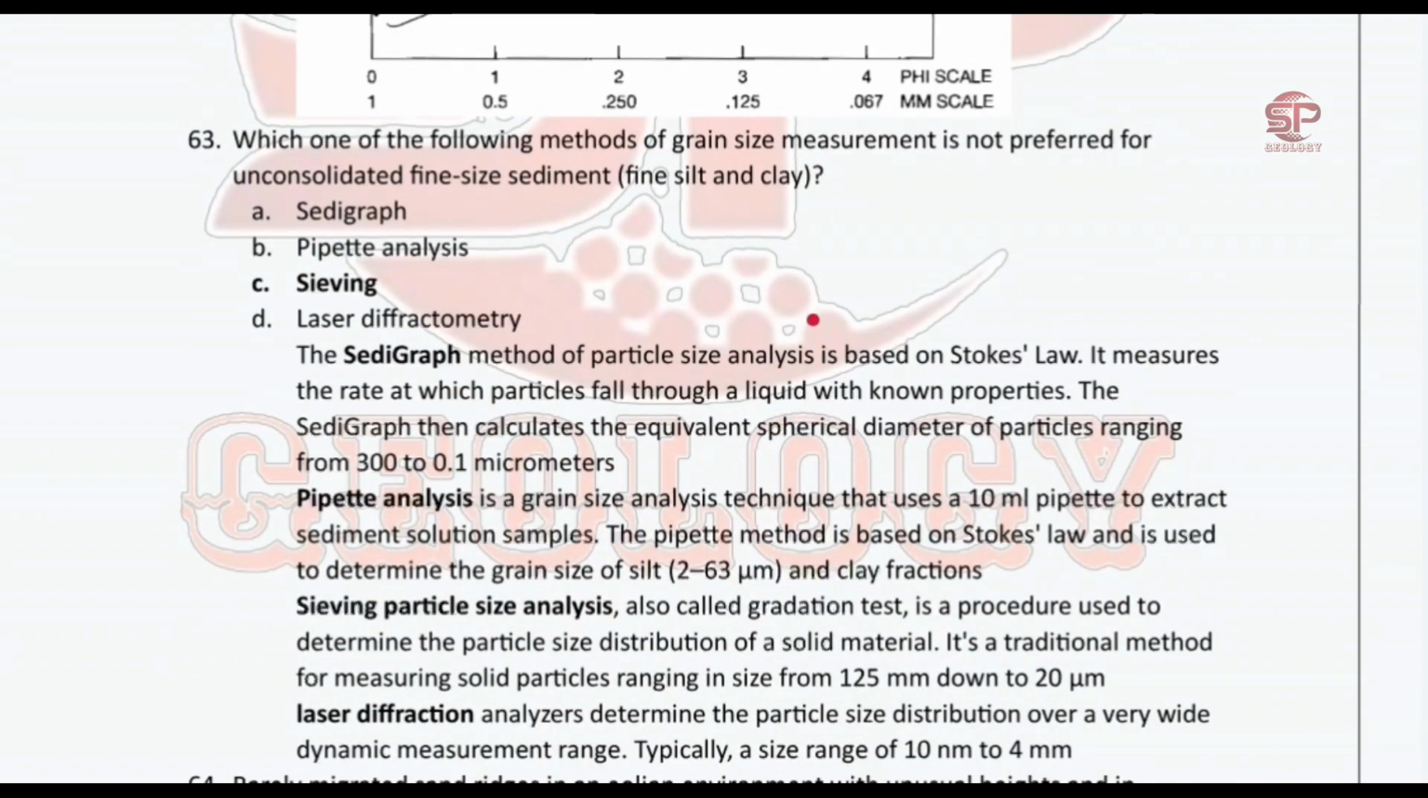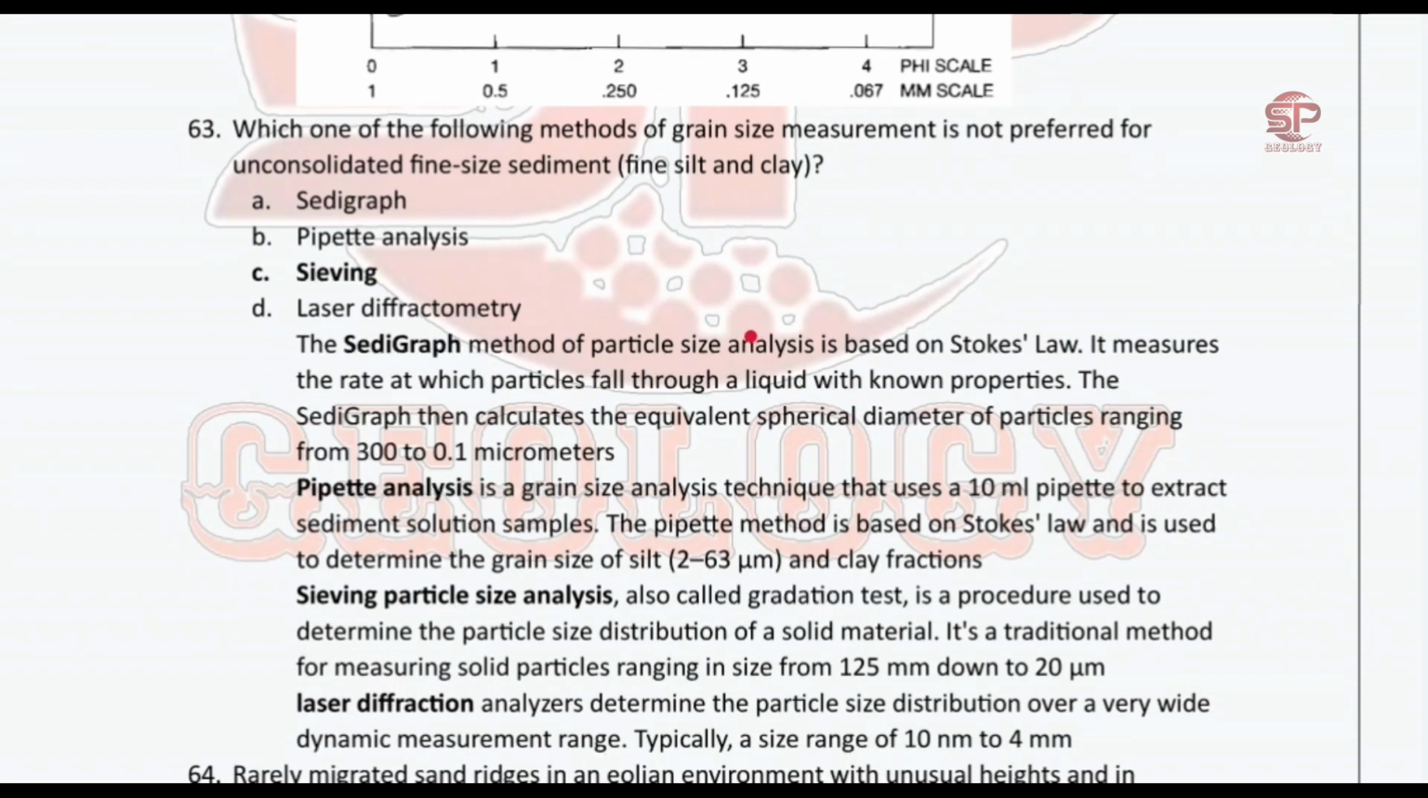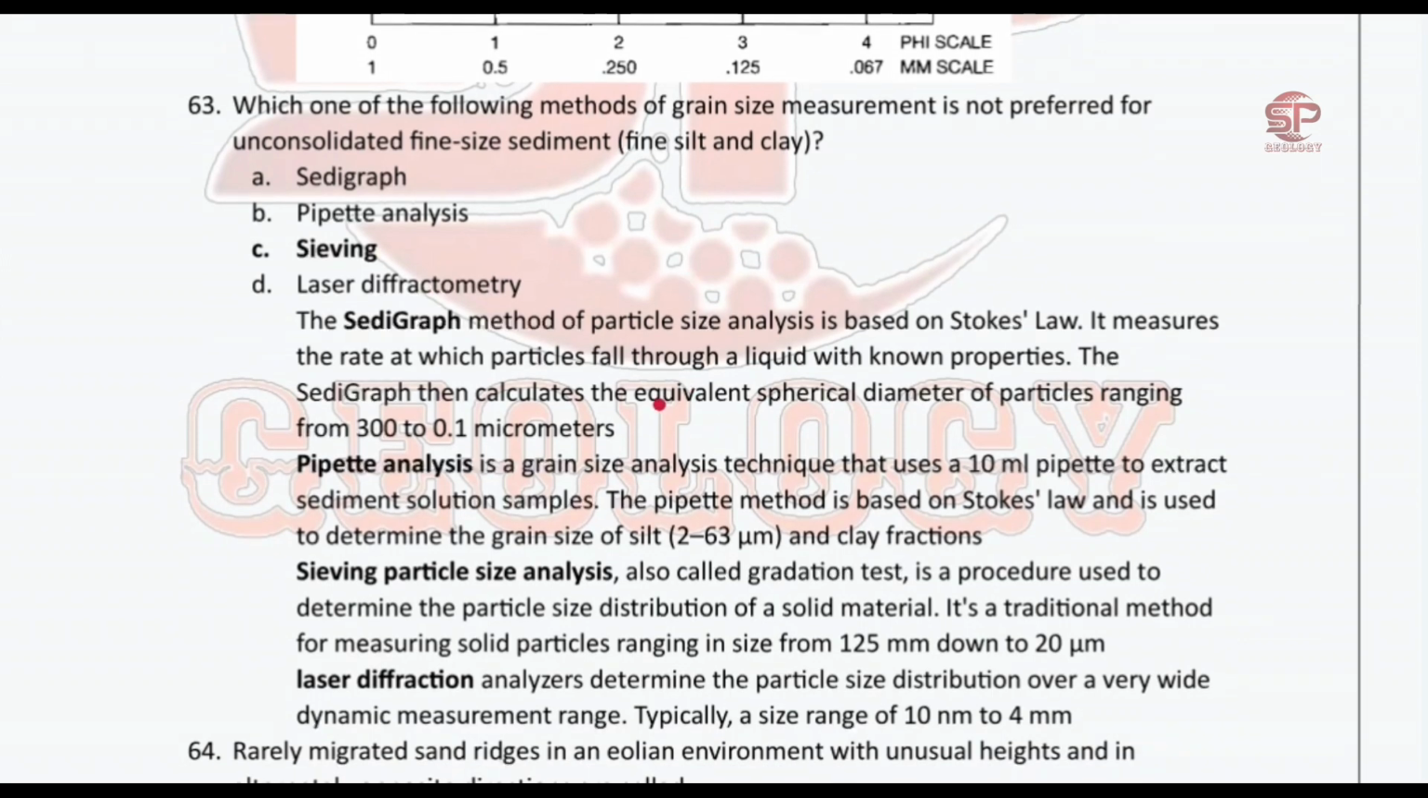Which one of the following methods of grain size measurement is not preferred for unconcentrated fine sediments like silt and clay? I think it comes to sedigraph. So sedigraph always measures sediment size on the basis of Stokes law, on the basis of settling velocity. So it measures particles ranging from 300 to 0.1 micrometer. So it can easily measure these fine sediments.